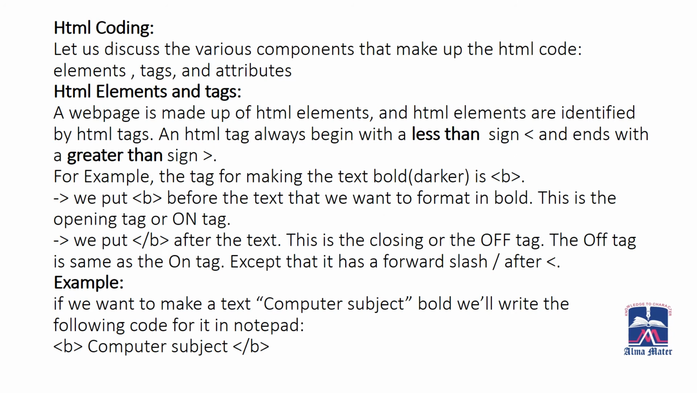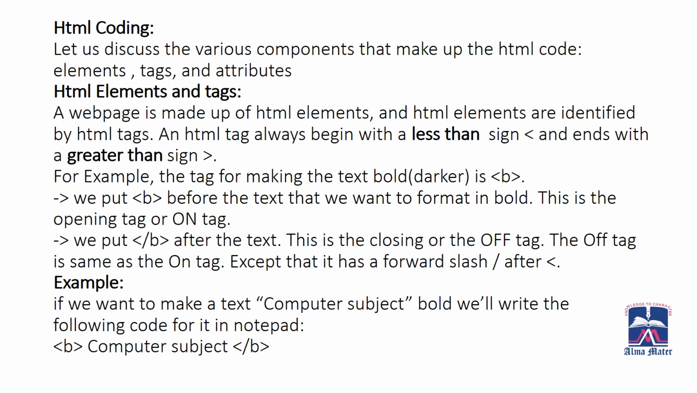Then HTML coding. Let us discuss the various components that make up the HTML code, for example elements, tags and attributes. Number 1, HTML elements and tags. A web page is made up of HTML elements, and HTML elements are identified by HTML tags. An HTML tag always begins with a less than sign and ends with a greater than sign.